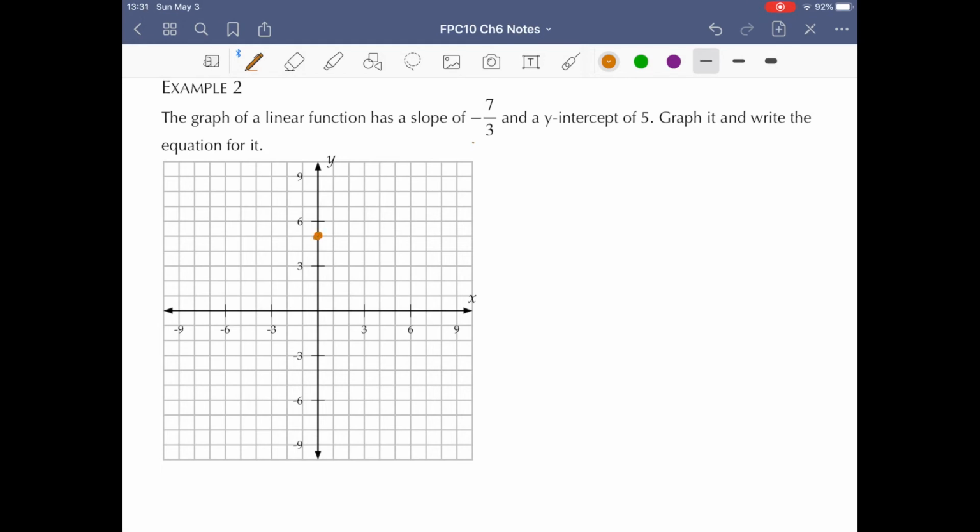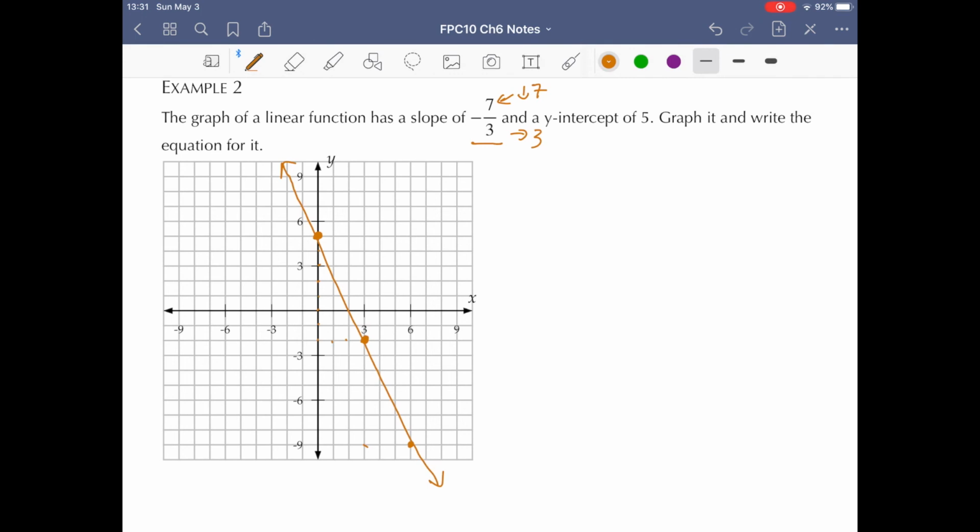Now, -7 over 3 means we go down 7 to the right 3. So we go 1, 2, 3, 4, 5, 6, 7, 1, 2, 3. Put a dot right there. Then we can go down 7 again to right here, and then over 3 again right there. We get a couple of dots on there. That is our line. Try and draw a straight line through it, with arrows at both ends.